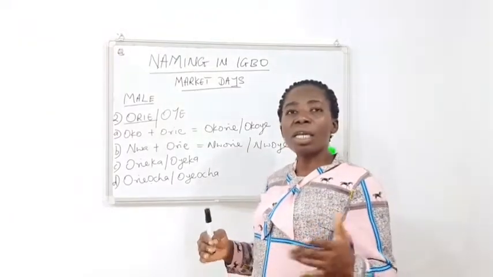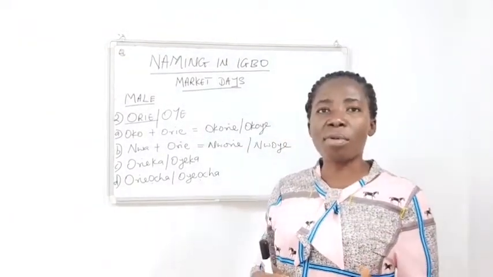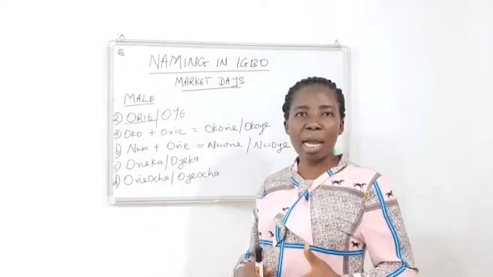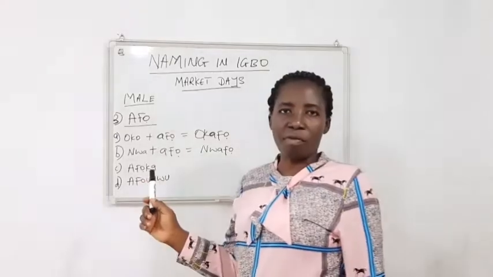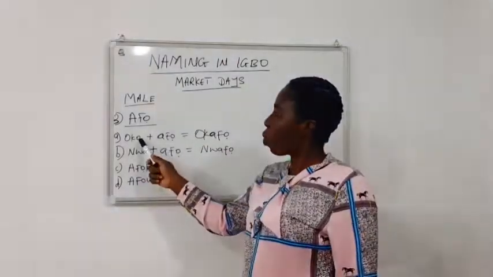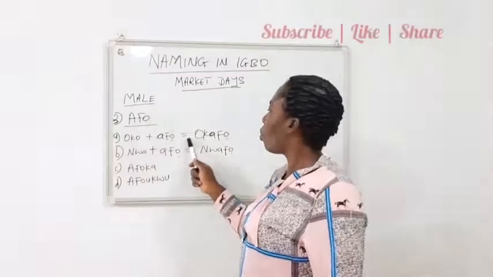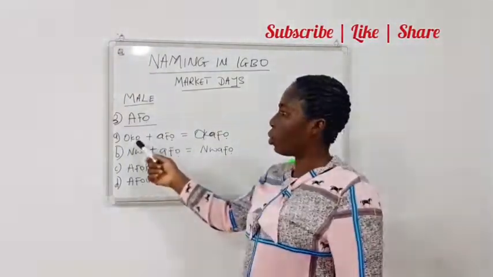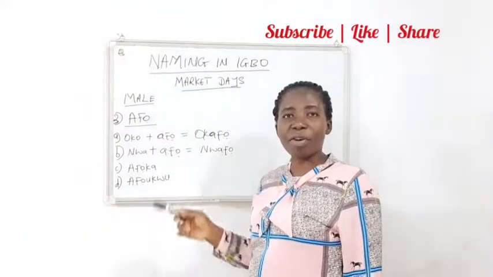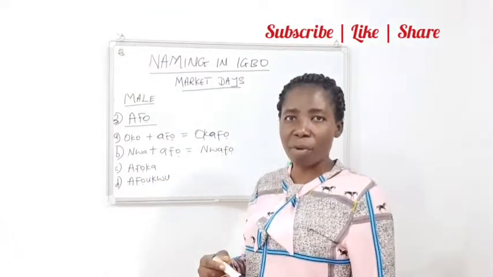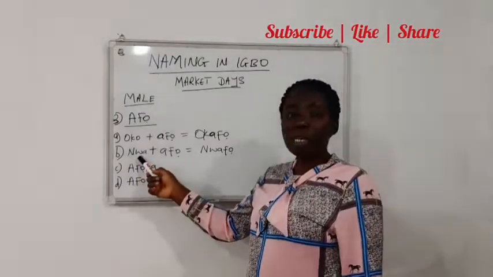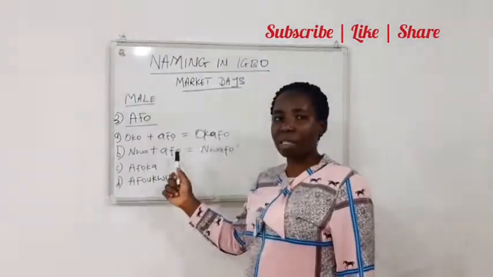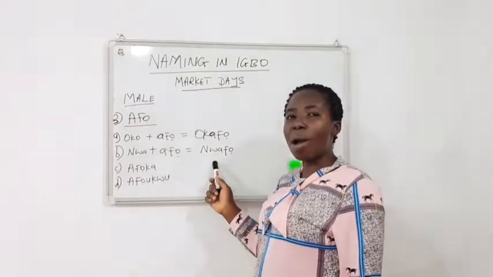We move on to Afo, the third market day that we have in Igbo land, Afo. So looking at Afo, we have Oko plus Afo. We have Okafo. We do not add the O because of vowel assimilation, like I said before. The second one is Nwafo. Nwa is child or baby. Then Afo is the market day. We have Nwafo.